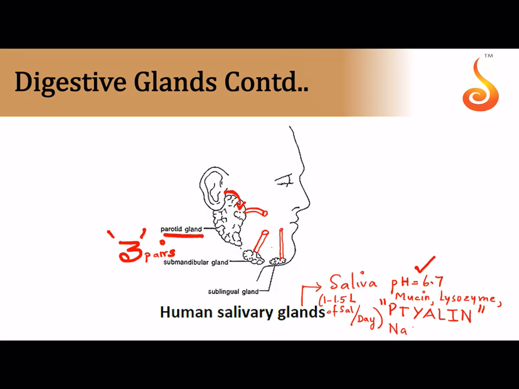and it has a lot of electrolytes, like sodium, potassium, chloride, and bicarbonate ion. Okay, and ptyalin is the technical name. Ptyalin is nothing but the salivary amylase. And this salivary amylase helps in digestion of starch.